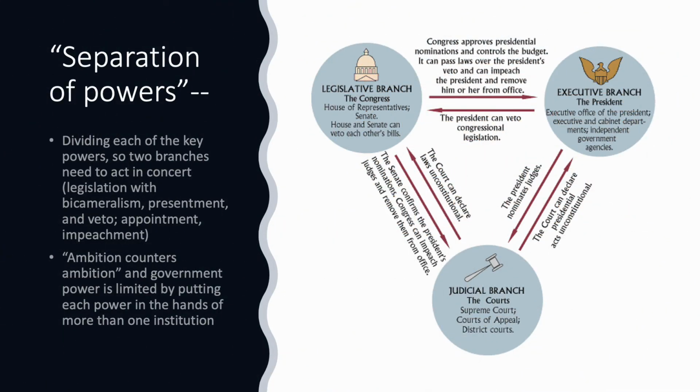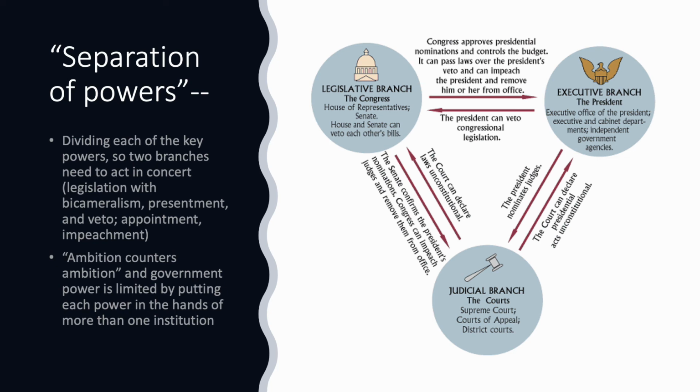And so here's an example of it. In the case of legislation, first, it requires both houses of Congress, the House and the Senate, to pass a bill. But then the bill has to be signed by the president or it doesn't become law. The president can veto it. Then it goes back to the Congress and they can override the veto.